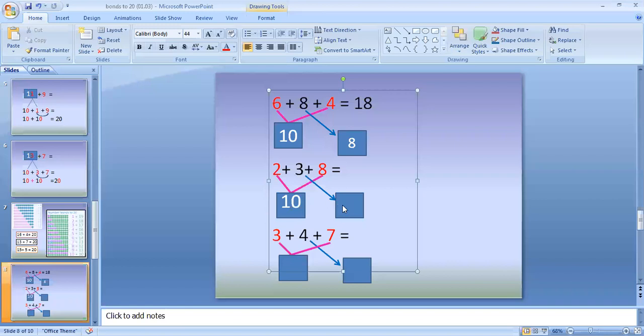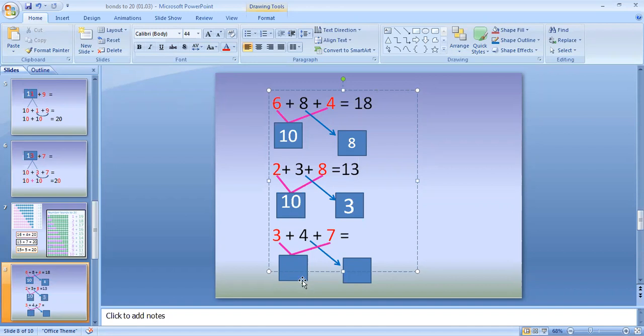And now we are going to add the other 3. Now tell me, 10 plus 3. What is the answer? 10 plus 3 is 13.